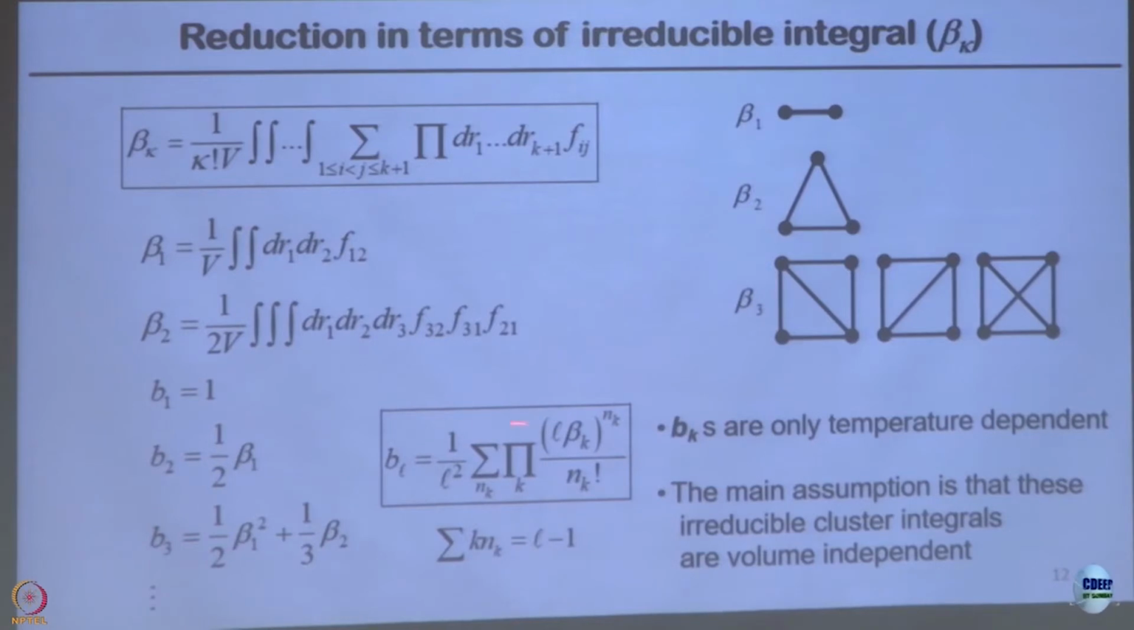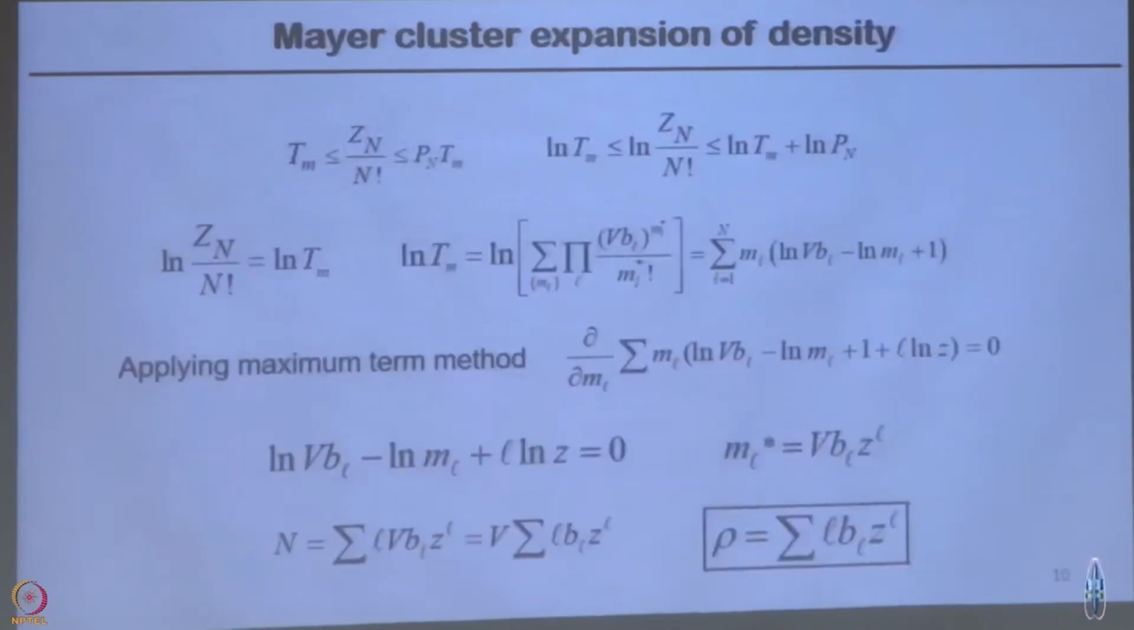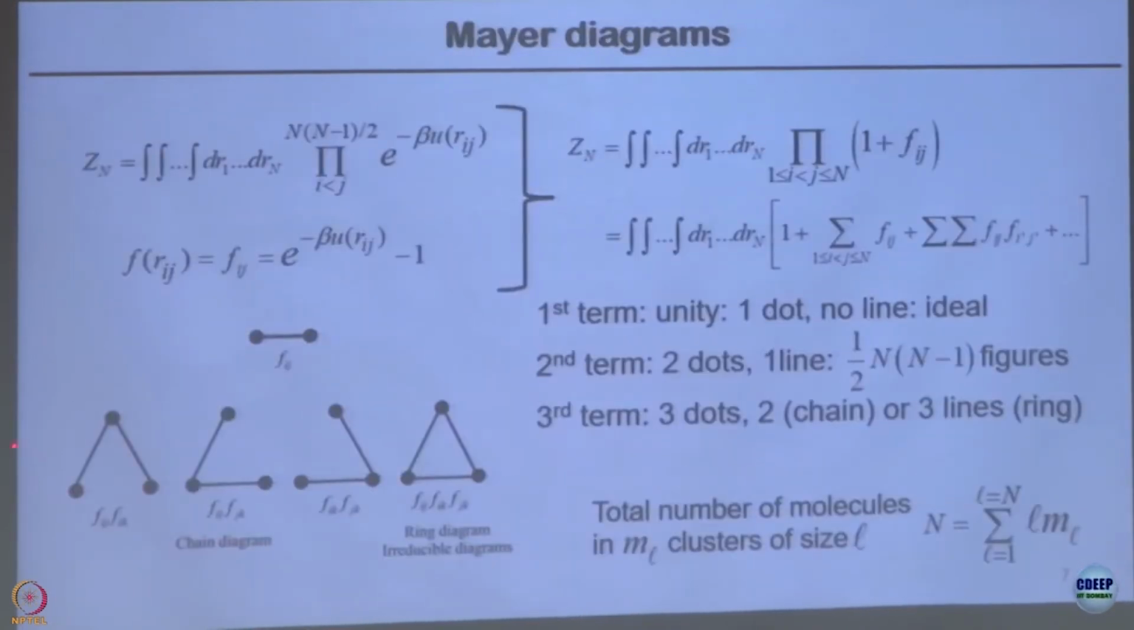So the basic idea is that this is the thing, and then there is a reduction. There is a distinction you should know. Beta 1 is 2 particle. So beta 1 is the first of the irreducible integrals. That is good, it gives B2. So B3 is the 3 particle clusters. So this has 2 of these, but there is one that stands out, which is beta 2.